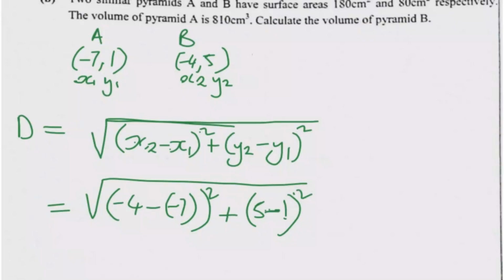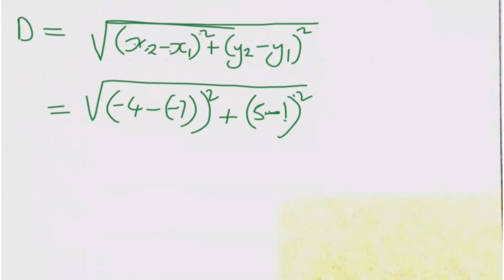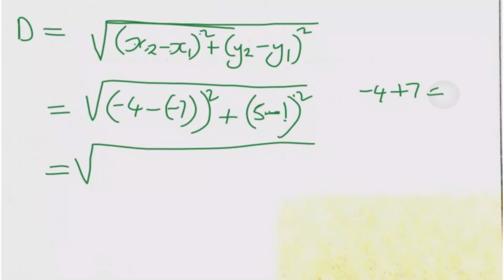Okay, so what we can do now is evaluate what is in the bracket. So we write the square root. We say negative 4 minus negative 7. What is happening there is we have negative 4, then negative times negative 7 will give us positive 7. What is the difference? We know that 7 is bigger than 4, which means our answer will be positive. What is the difference of 7 and 4? Which is 3.